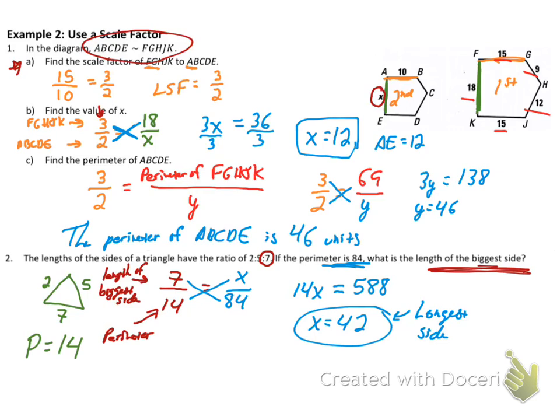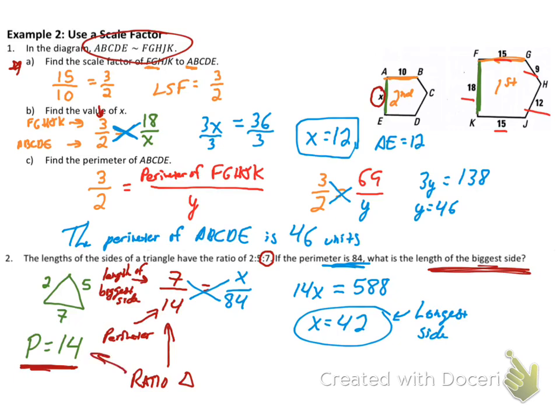And then in number 2 down there, the lengths of the sides of the triangle have a ratio of 2 to 5 to 7. Okay, so I set up a proportion. I found the perimeter of this ratio triangle because I knew the 3 sides of that ratio triangle. And I know that the length of the biggest side in the ratio triangle is 7. Okay, so when I set up this proportion, I have the length of the biggest side over the perimeter. So I've got 7 over 14. And this ratio right here belongs to my ratio triangle, which I made over here.